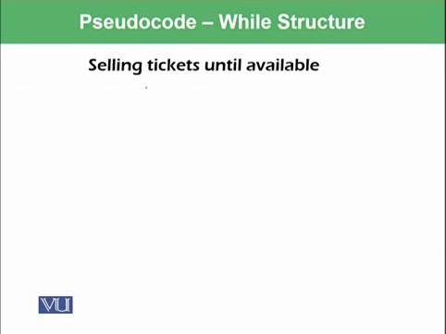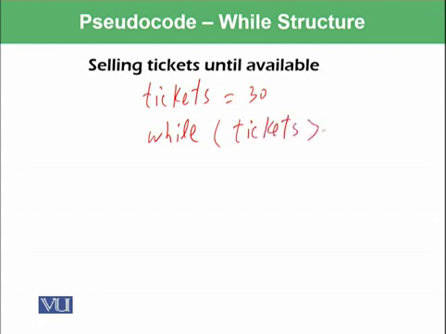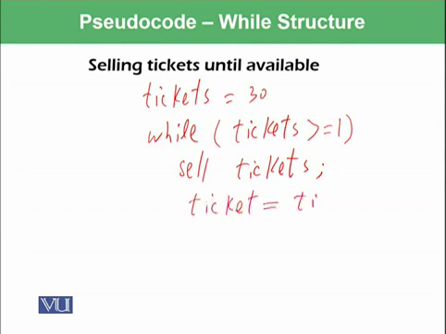For example, you have 30 tickets available, and you say: while tickets are greater than or equal to 1, sell ticket, and tickets is assigned tickets minus 1. So we have represented the same pseudocode in a somewhat more formal way.